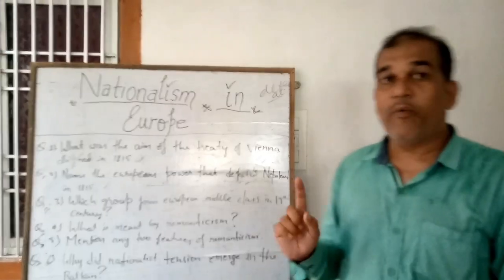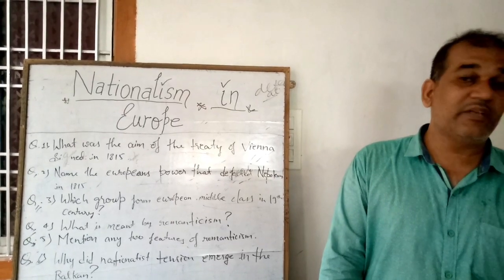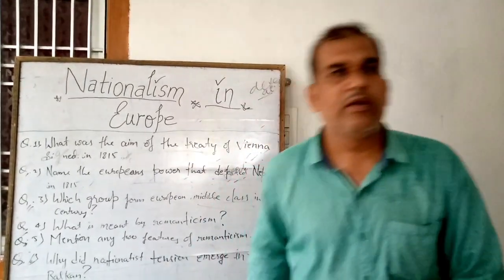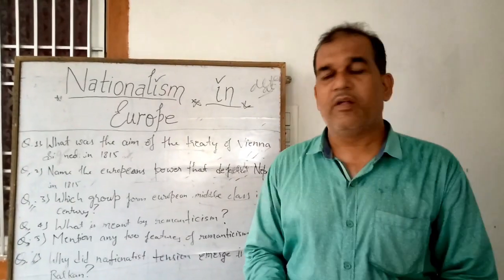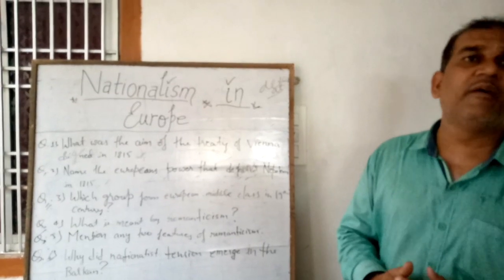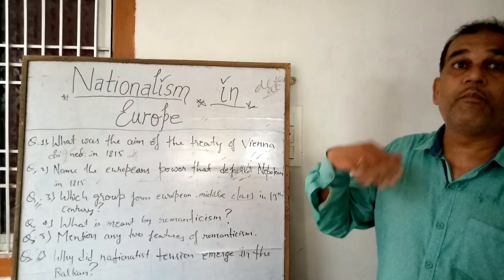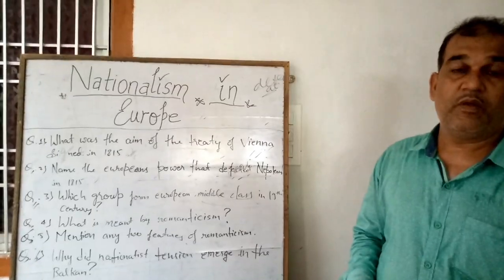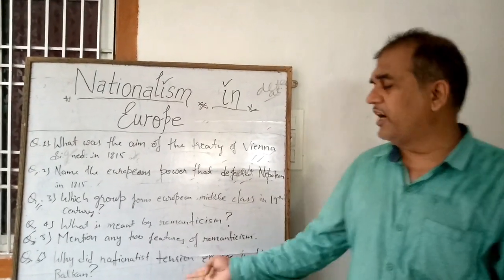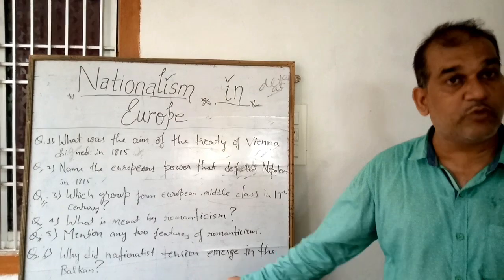The next question, why did nationalist tension emerge in the Balkans? It is a very important question. The Balkans was an area during the 19th century where there was a great fight between the European powers. European powers were fighting among themselves to capture more and more areas of the Balkans. This area led to the starting of the First World War.